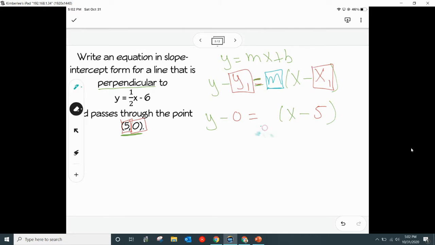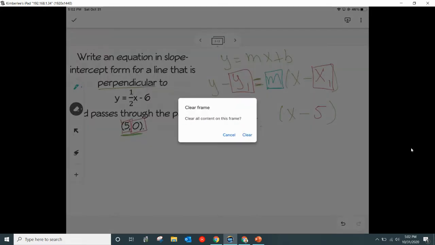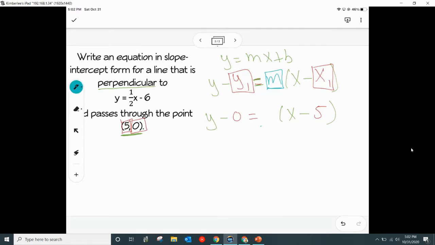So let's do that. Let's figure out what our slope is. So I need one that's perpendicular to this line. Well, because this one's solved for y, y is all by itself on one side, my slope for this line is 1/2. But now notice they want me to write one that's perpendicular. So before we were writing one that was parallel, so we just use the same slope. But perpendicular lines don't have the same slope. Remember, they have opposite signs.